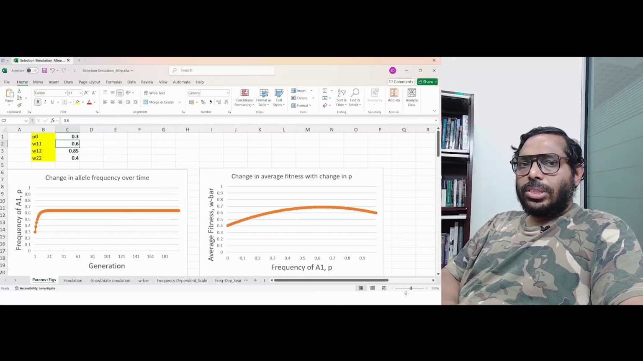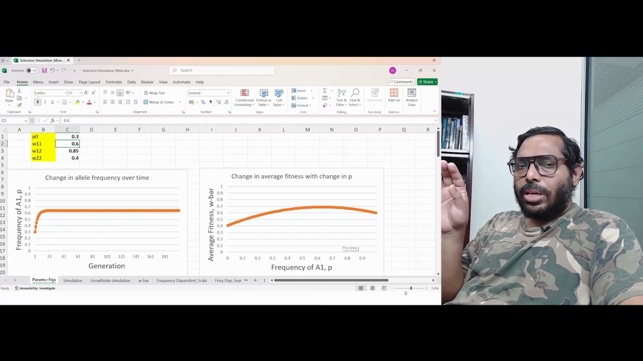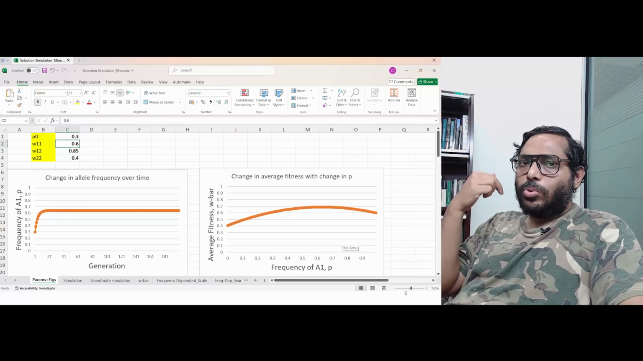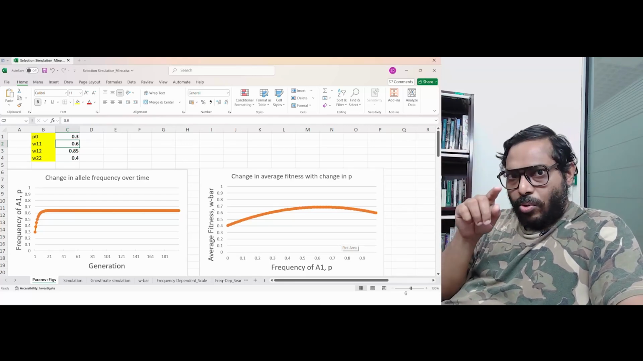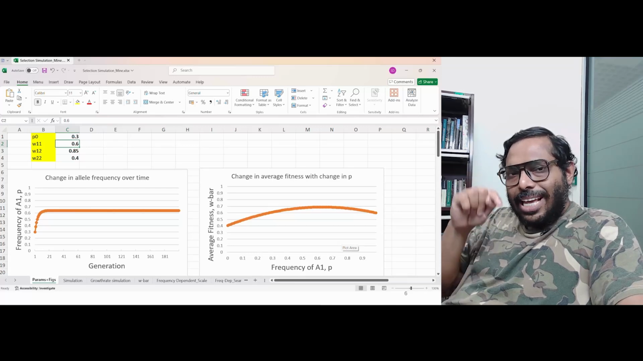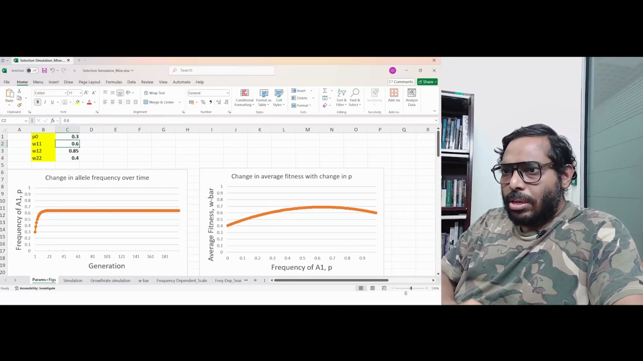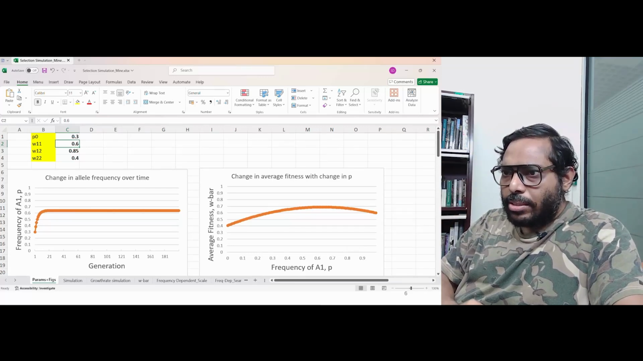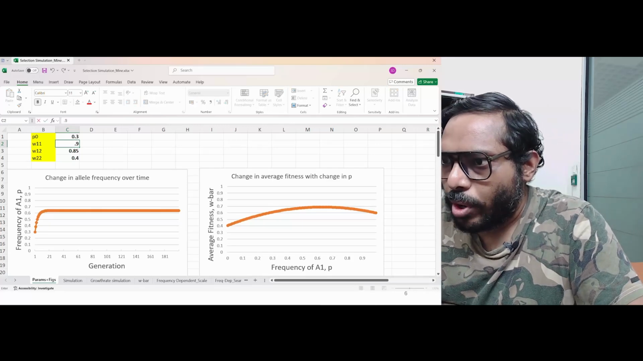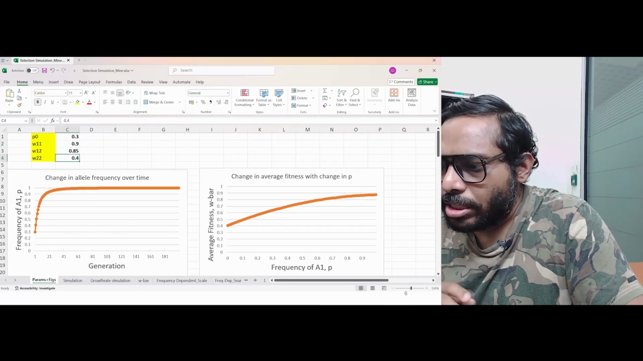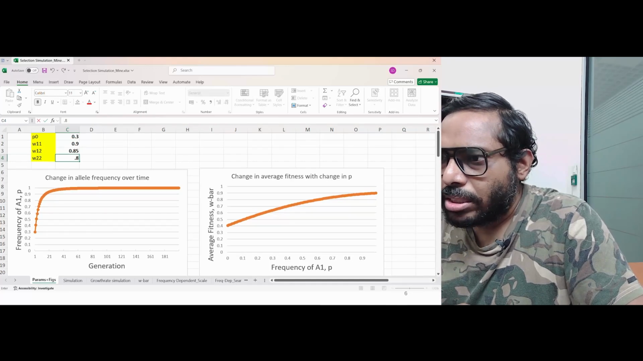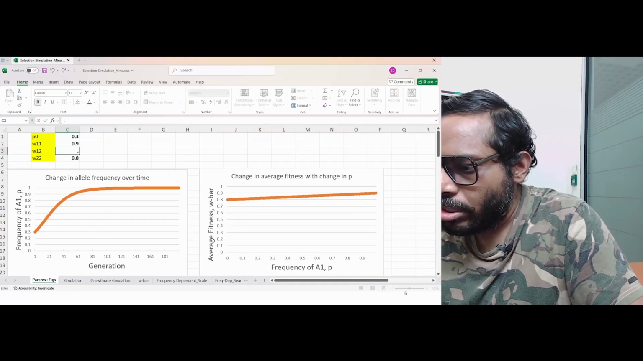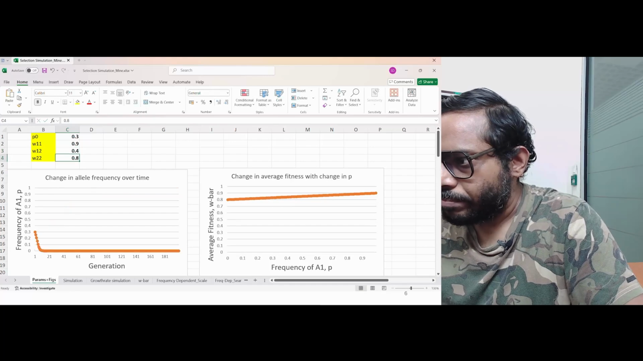This was the situation where the heterozygote is fitter than both homozygotes. This is what is technically known as overdominance. But we have another scenario where the heterozygote is less fit than the two homozygotes. So, let me just do that. Let us assume that this is 0.9, this is 0.8, and this is, say, 0.4.